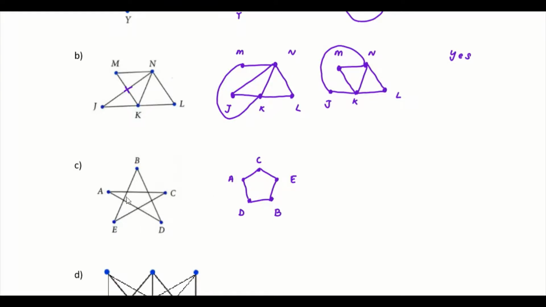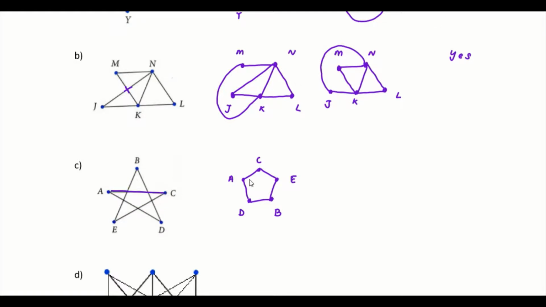So you see how many edges you have here. 1, 2, 3, 4, 5. Vertices, 1, 2, 3, 4, 5. So are the lines connecting all the correct vertices?